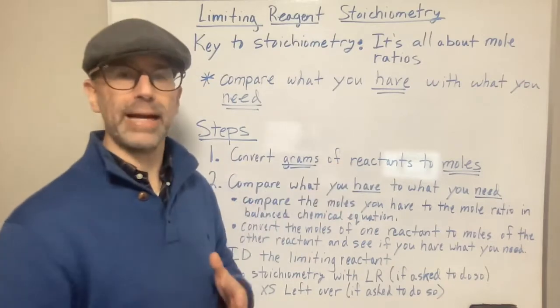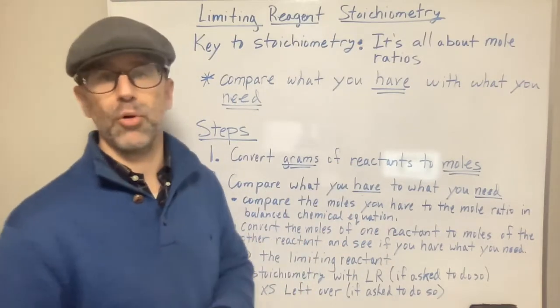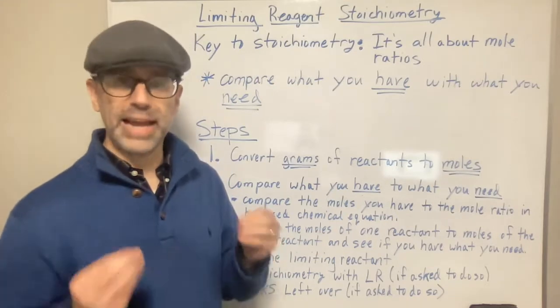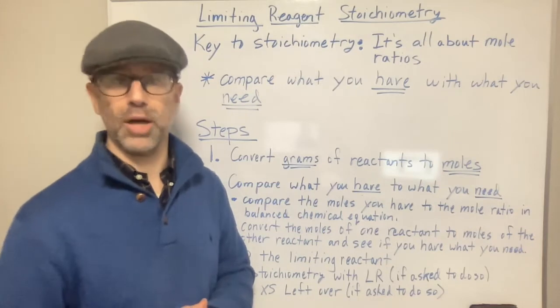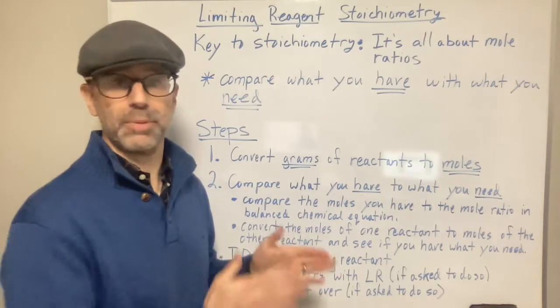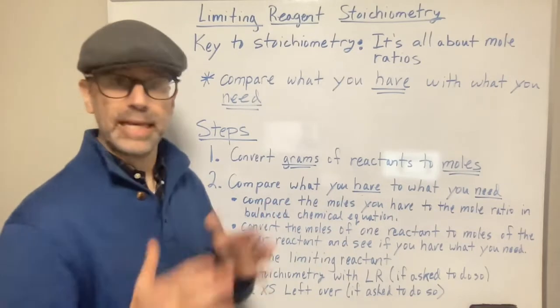So if they give you the reactants in moles, you can skip this step. But most of the time, they're going to give you reactant amounts in grams or some other value other than moles. So your first step is to convert whatever they give you, usually grams, into moles.